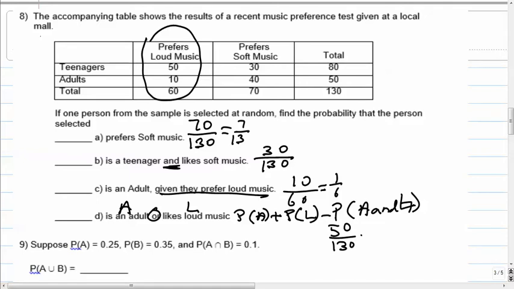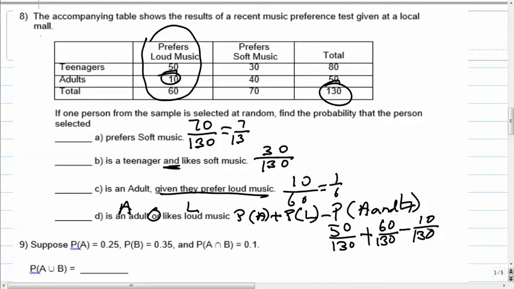Pen's a little slow. So, loud music, 60 people like loud music. 130 people. We're not given any information here. So the word is the 130 people. They are doubts and they like loud music. 10. Do your math, and that's your answer.